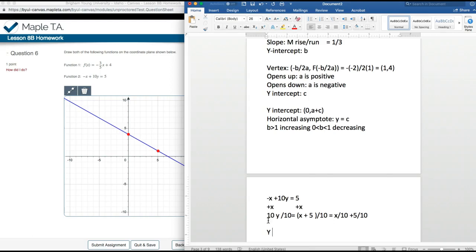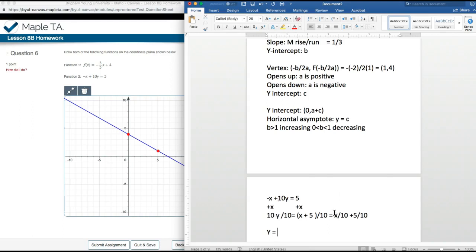You can think of it as that, which leaves me with y, or 10 divided by 10 is 1. 1 times y is y. Either way you like to think about it, I'm only left with y on the left-hand side of the equation, or the function. Then I equal x over 10 plus 5 over 10.